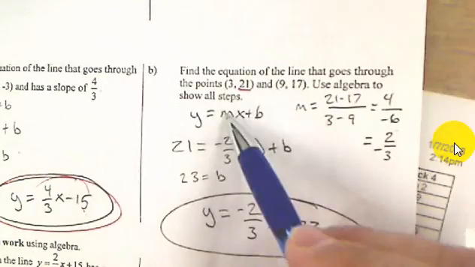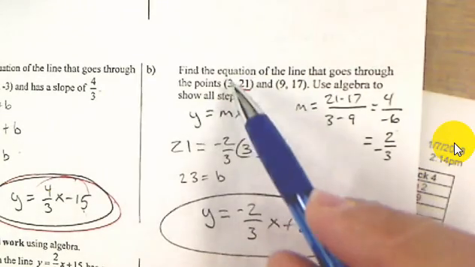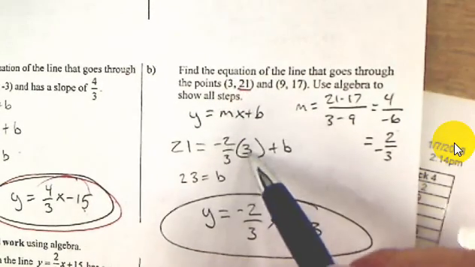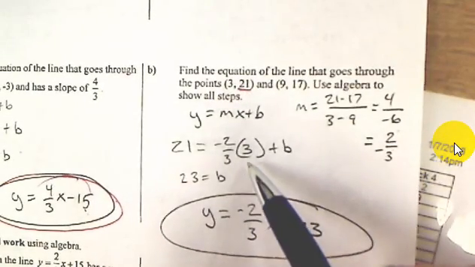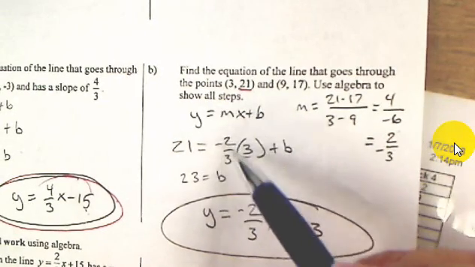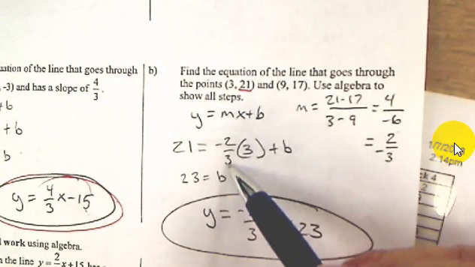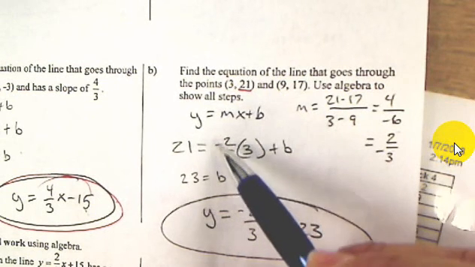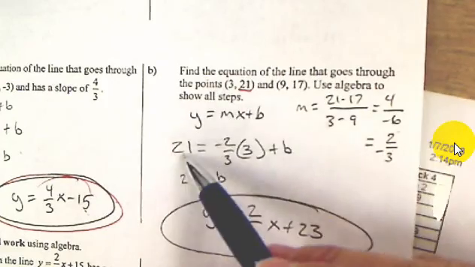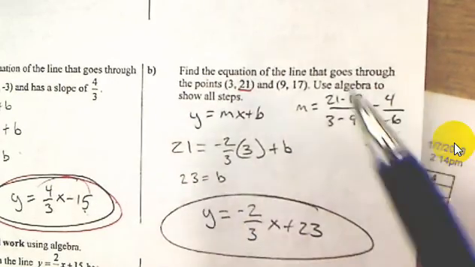So now I know my slope, so I plugged it in for the m. I know an x and I know a y. There's my x, there's my y. Remember, this is multiplication on top of division, so it's 6 divided by 3 is 2, and then that's a negative 2, so you add 2 to both sides, and that's how you get the 23.